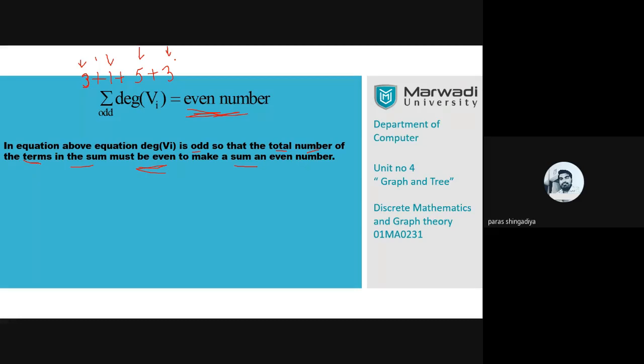So that is the statement of the theorem. Therefore the total number of vertices of odd degree in a graph is always even in quantity. Total number of vertices of odd degree in a graph is always even in quantity.